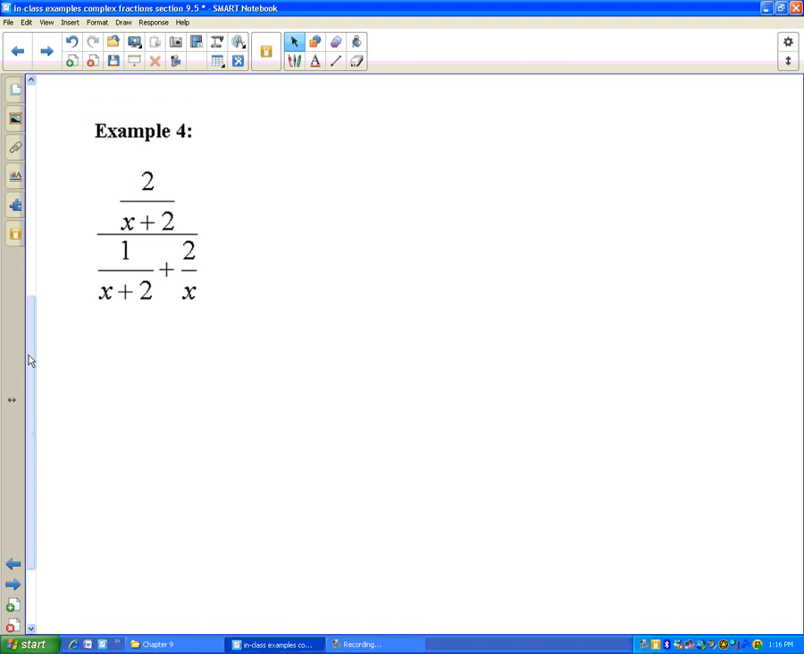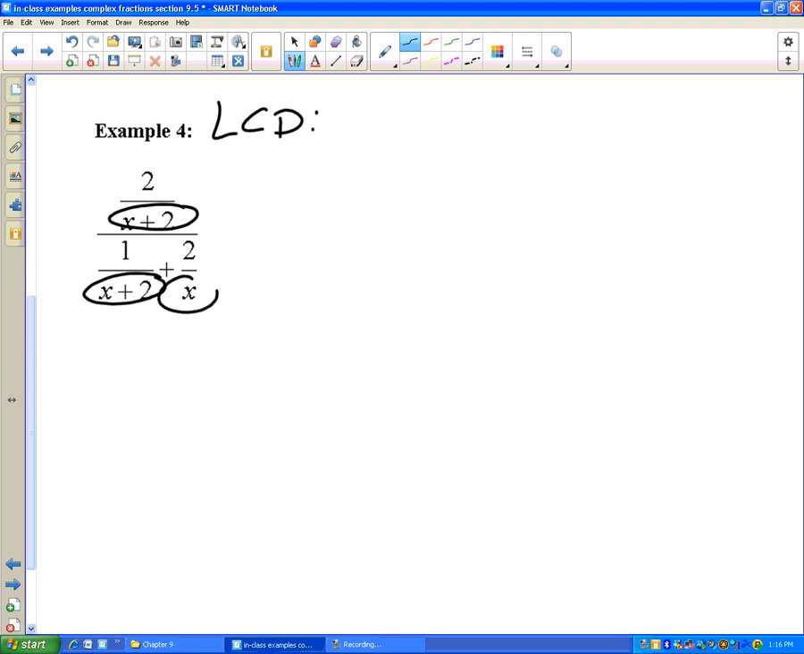So I want to look at all my little denominators and find my LCD, my least common denominator of all my small denominators. Okay, so if I look at my top denominator, I have x plus 2, so I need an x plus 2 in my LCD. This also is just 1 over x plus 2, so I've got that covered. And this is just an x, so I need times x. My LCD is x plus 2 times x.